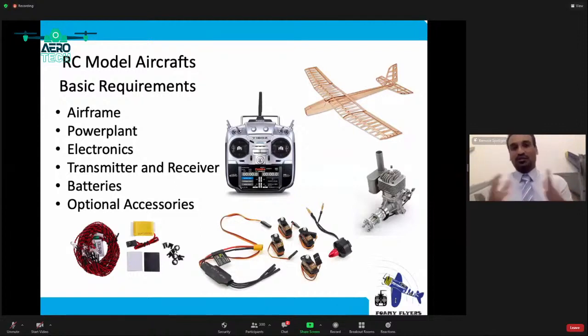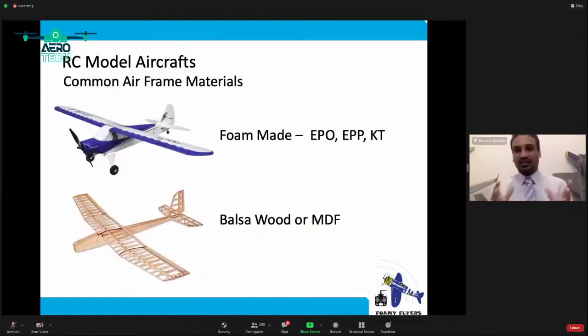So now, if you have decided on an aircraft that you want to build, you can choose from either foam or balsa. These two materials are the most commonly used, even in Sri Lanka and in other countries. Now, foam-made and balsa-wood-made aircraft have different plus and minus points. For example, foam-made, EPO or EPP, to give you very basic terms, is basically a rigiform.